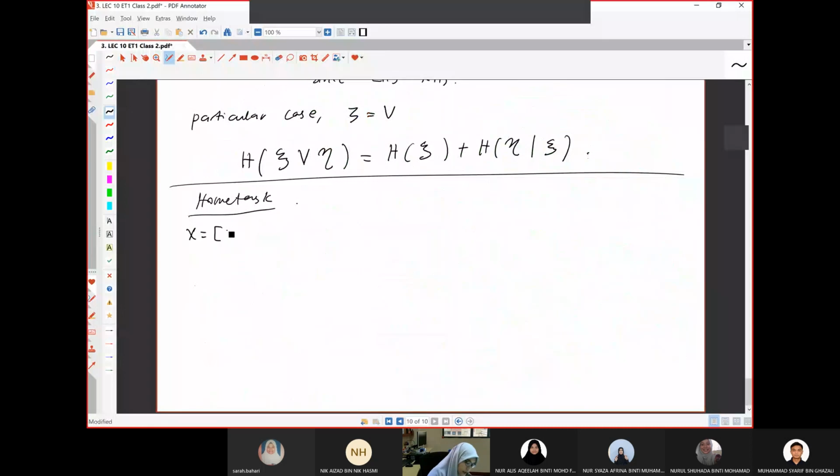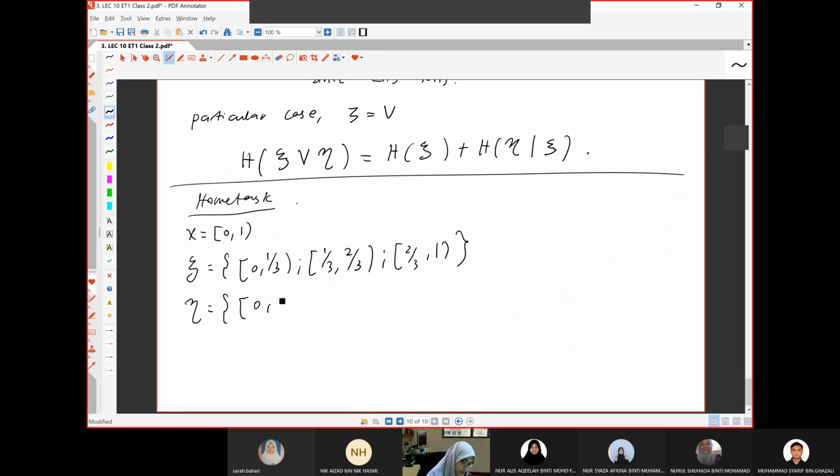Okay, so I have a segment, and I have three partitions. Psi: 0, 1/3, 1/3 to 2/3, and 2/3 until 1. Next, I have the second partition, eta: 0, half, and then half until 1. And the next one, zeta, there is no third partition, only those two partitions. So try to find the entropy of zeta join with psi.